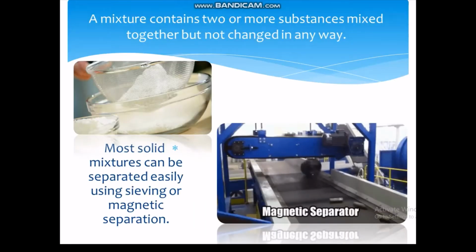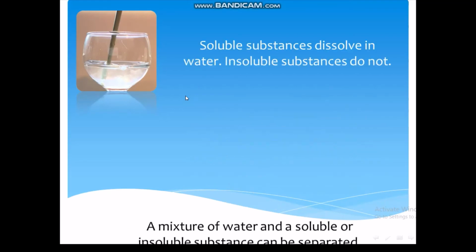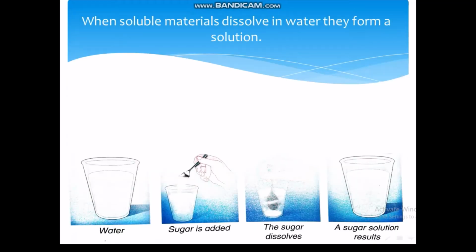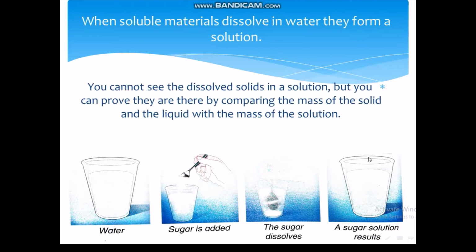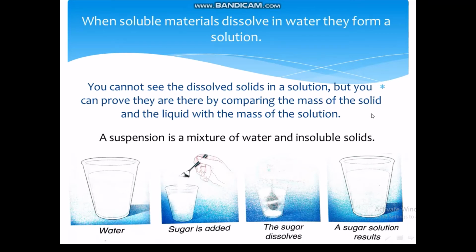Next here, when soluble materials dissolve in water, they form a solution. So as we saw previously, the mixture was containing two or more substances mixed together but not changed in any way, while the solution is when I try to dissolve materials in water. For example, take this cup of water, add some sugar, dissolve it, and you will get a solution. Now, when I look at this cup, I might not think it's a solution because these two cups look very similar. And in order to find out which one is a solution and which one is just water, I can compare their masses because the sugar here will add some mass to the water.